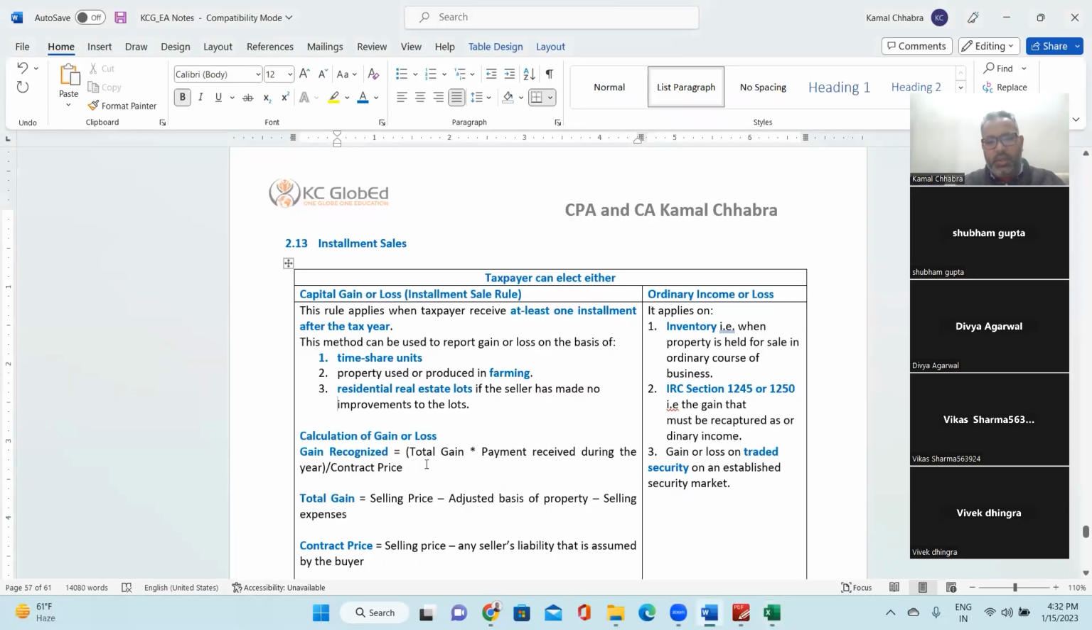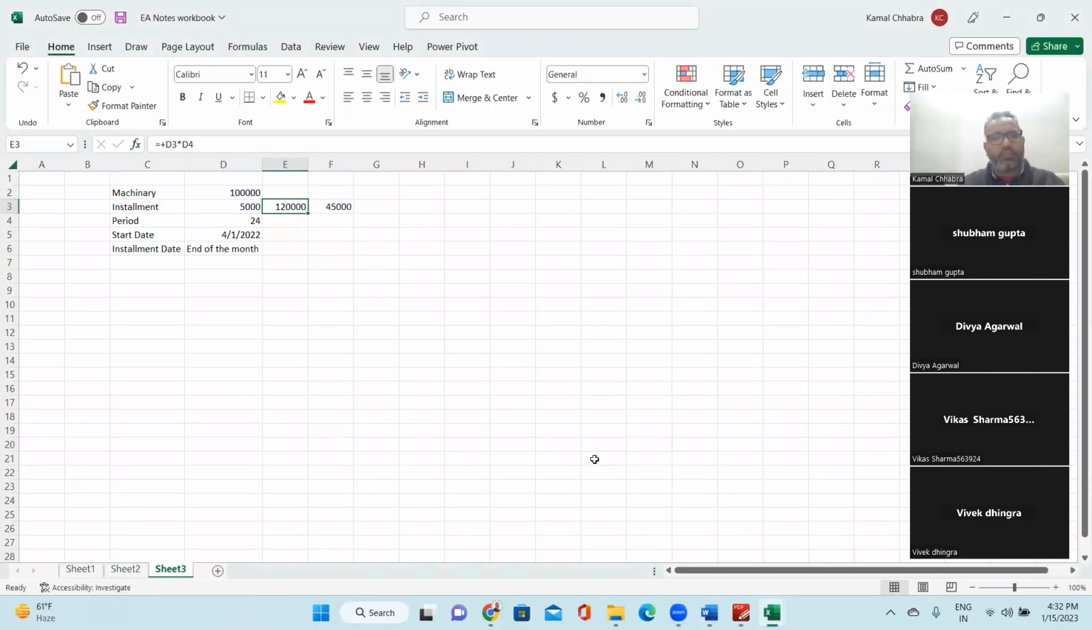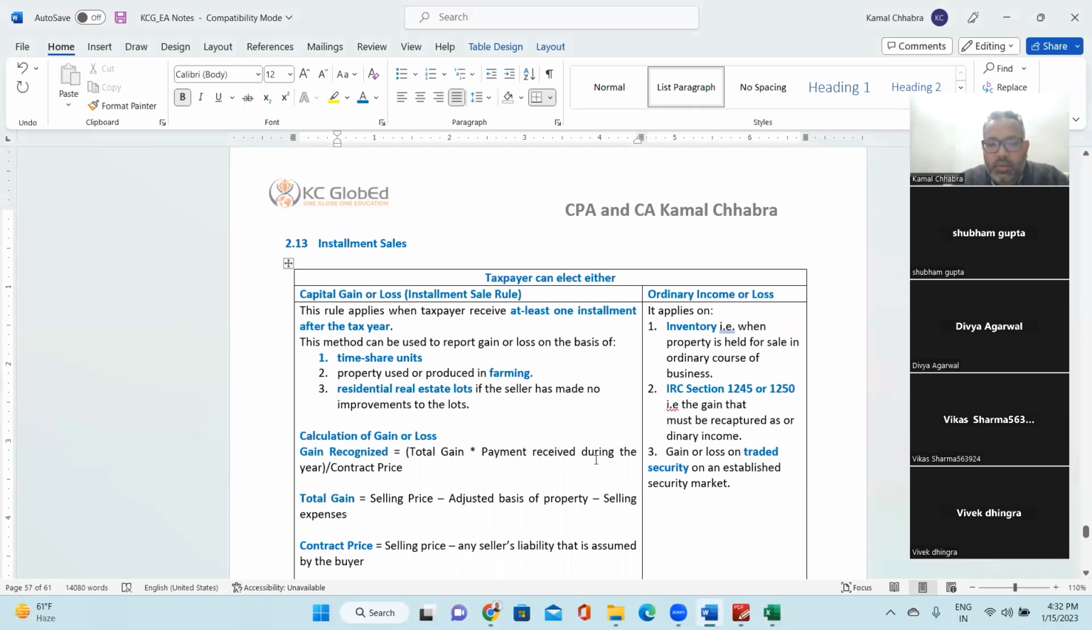right? If you see here, the total gain multiplied by the payment received. What is the total gain? 20,000, right? The total gain is 120,000 minus 100,000, so 20,000 is the total gain. And during the year, how much installment has been received? 9 installments, 45,000, yes?